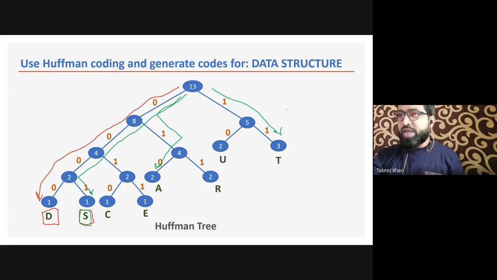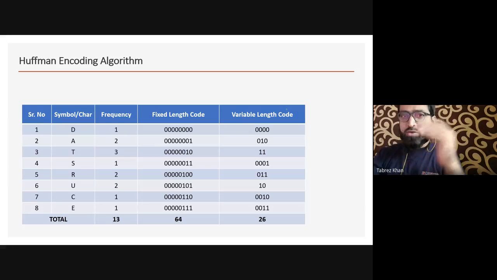Okay. And then finally, we go back to our original table, and into that table we specify the varying length code. For D, it is 0, 0, 0. Then for A, it is 0, 1, 0. For T, it is 1, 1. For S, it is 0, 0, 1, and so on. And then if I find out the total number of bits using that varying length, it comes out to be 26.